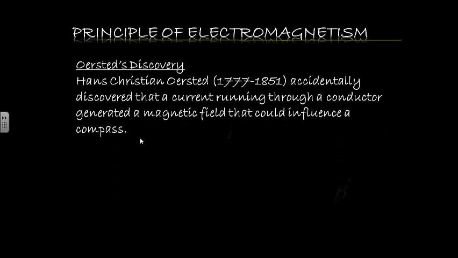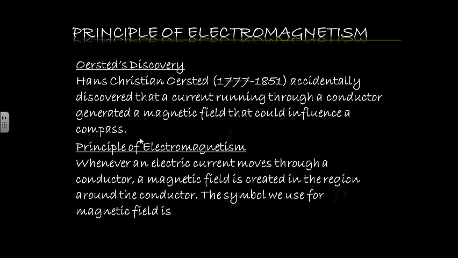So now we're going to introduce the principle of electromagnetism. There was a discovery back in the late 1700s that Christian Ørsted discovered that if he ran an electric current through a conductor, it generated a magnetic field around it. Now, this is the first time that electricity and magnetism were noticed to be interconnected. So this then came up as the principle of electromagnetism.